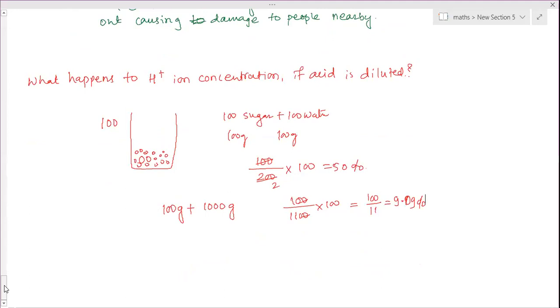Shrishita, don't get confused. We want your concept to be completely clear. When we dilute any acid, the amount of acid present in the solution remains the same, but the amount of solution has changed by changing the amount of water in it. Dilution means we are increasing the amount of water, not the amount of acid. So the percentage of H plus ions in the solution will decrease. H plus ion concentration will decrease.